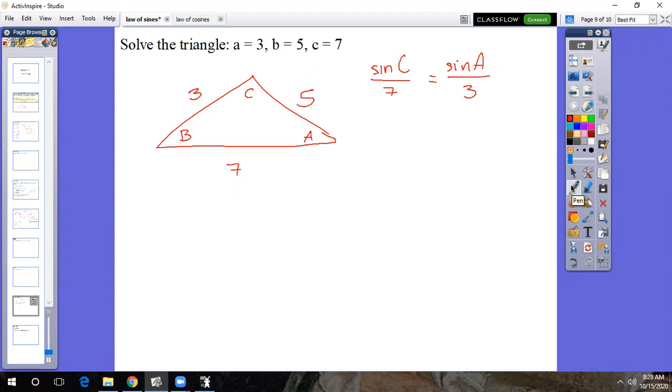And I'm going to end up with kind of the same problem. And if I were to even add in sine of B over 5, I'm stuck because I don't know any of these angles. So what we're going to learn next time is a thing called the law of cosines that we can use to help us evaluate some of these angles in a side-side-side triangle.